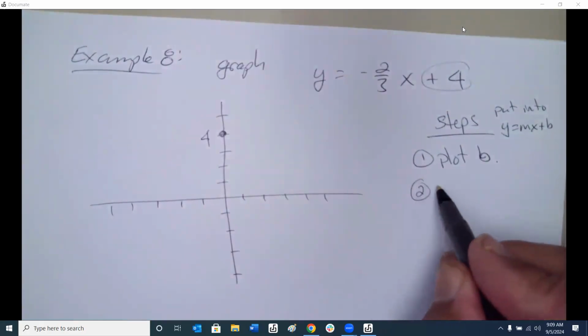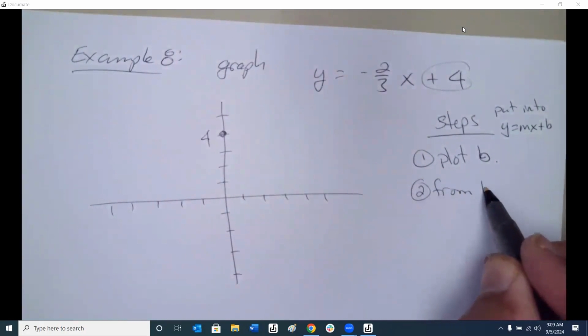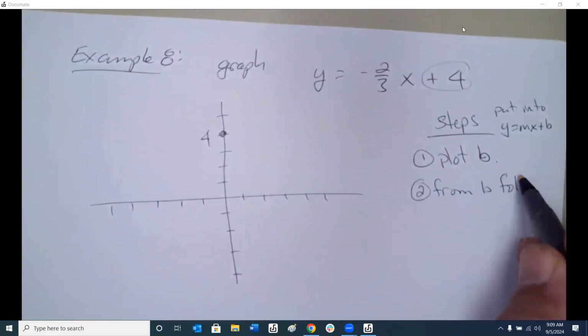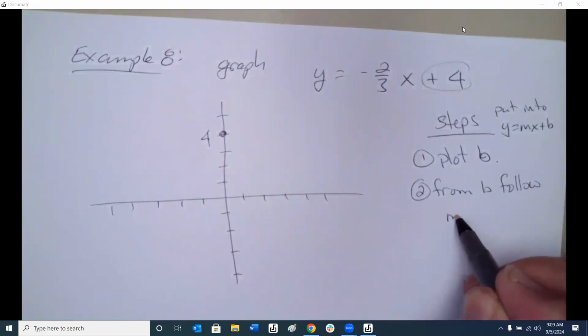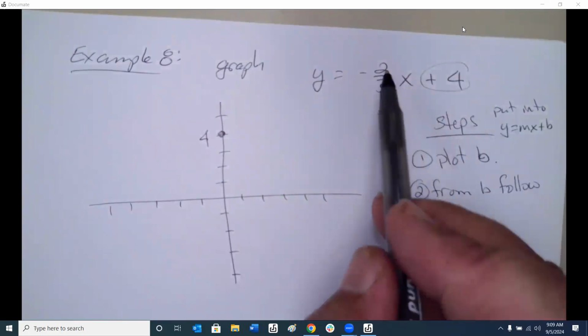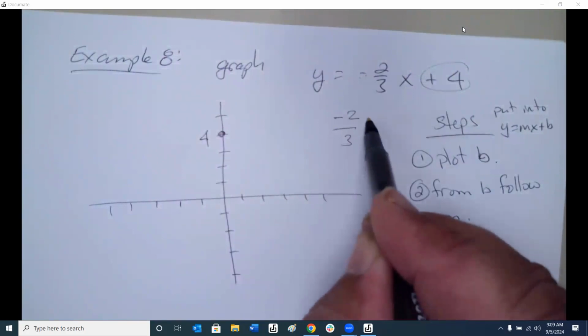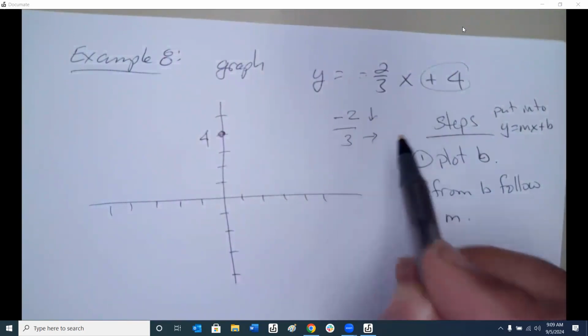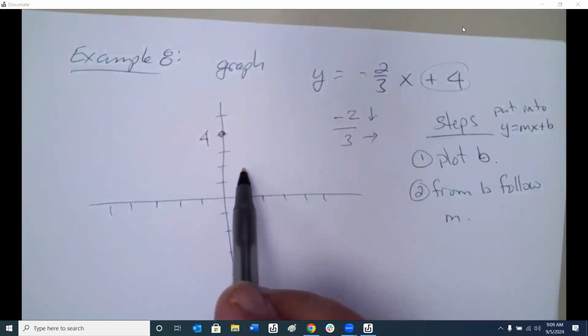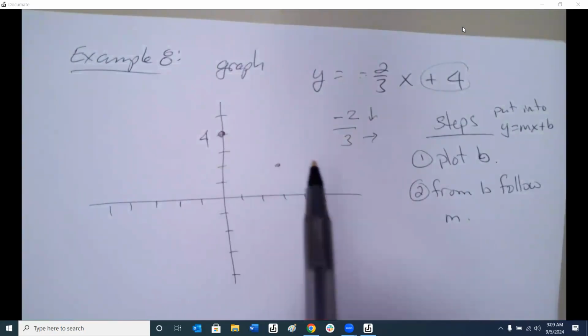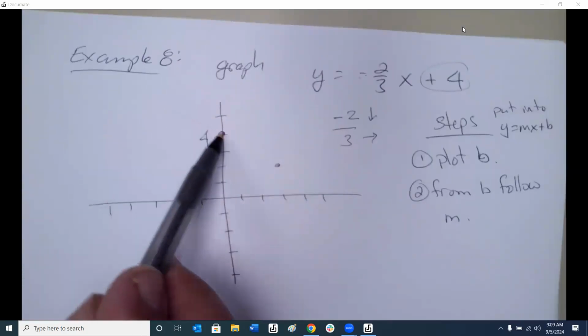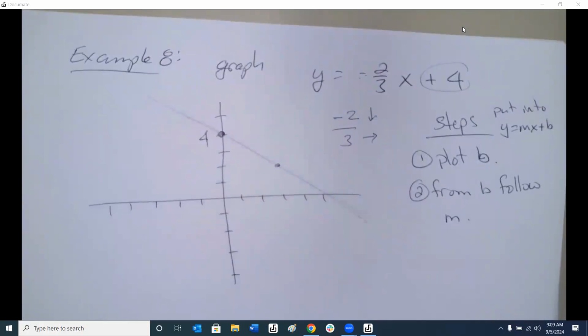And then from b, follow the slope. The slope says go down 2. So down 2 over 3. 1, 2, 1, 2, 3. And connect the dots. That's all there is to graphing linears.